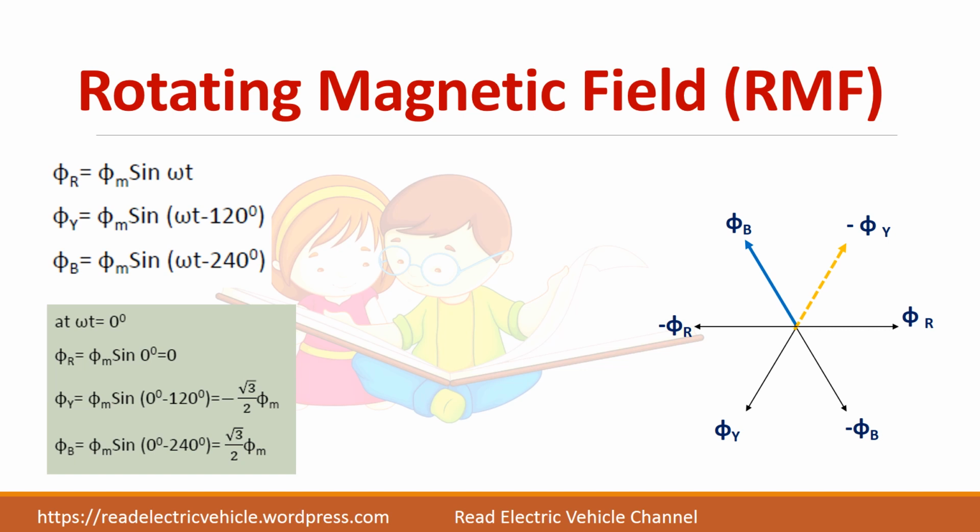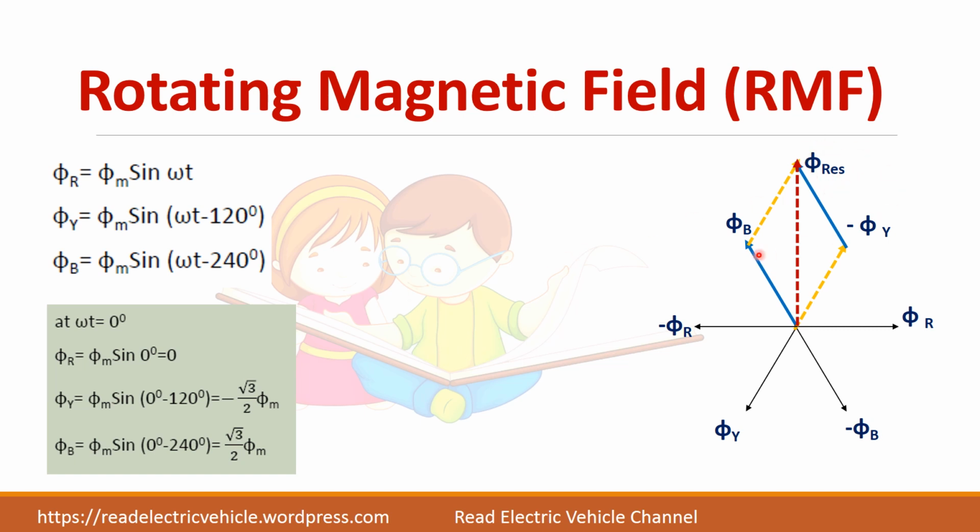So we have phi r equal to 0, so let us leave it. We have phi y and phi b, magnitude is same, root 3 by 2 and root 3 by 2. Phi y we have to take minus sign also. So let me take this minus phi y and phi b alone, and its magnitude is root 3 by 2 phi m. Now let us find the resultant of these two vectors. So draw a parallel line here and draw another parallel line. Find the resultant value phi resultant.